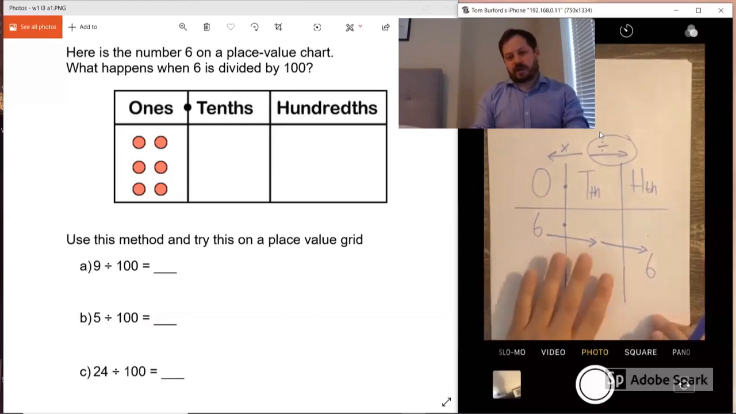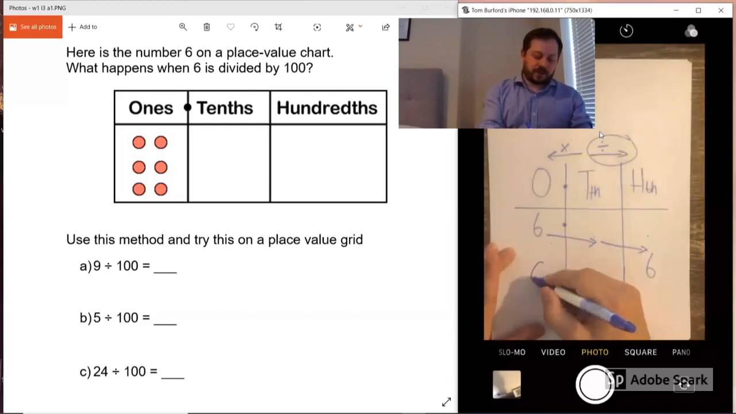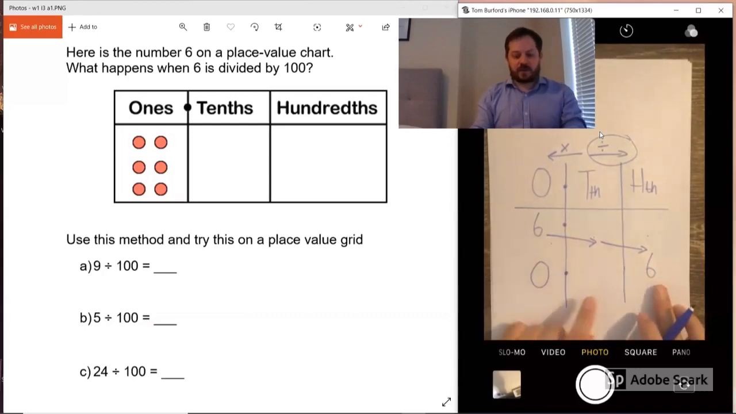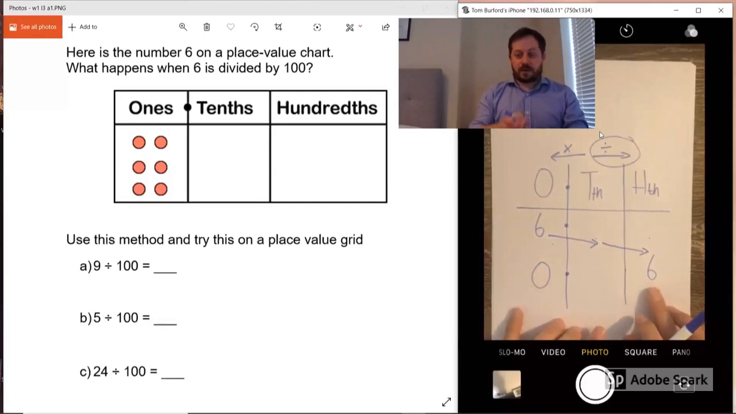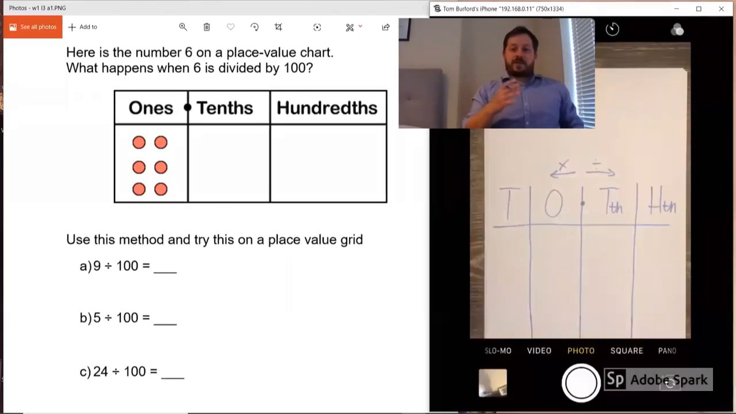Now what we need to do is also fill in the extra ones. Remember, we always have something in our ones column, which is 0. Because there is a space between this and this number, we have to fill in this middle one. It's called a placeholder. And it's important because if we don't fill it in, this then looks like 0.6, which actually would be in the tenths column. So we have to put that 0 in there as a placeholder. Therefore, we've got 6 divided by 100 is 0.06.